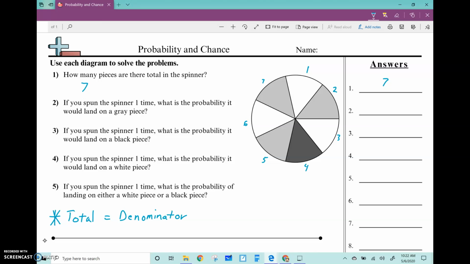All right. Well, let's look at how many gray pieces there are. And we have 1, 2, and 3 gray pieces. So we have 3 gray pieces. So what we need to do is take what they're asking for, gray, which is 3, over our total. And when we put that over there, we get 0.428. All right, now we're just going to convert that to a percentage by moving that decimal over 2 spots. And we get 42.8%.